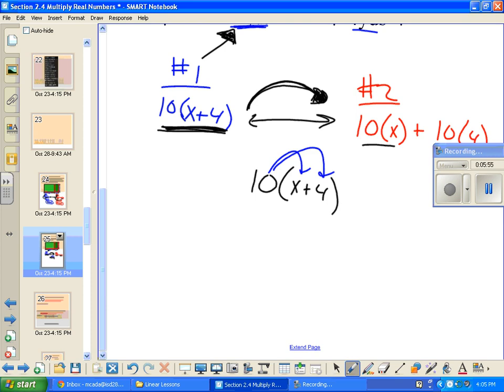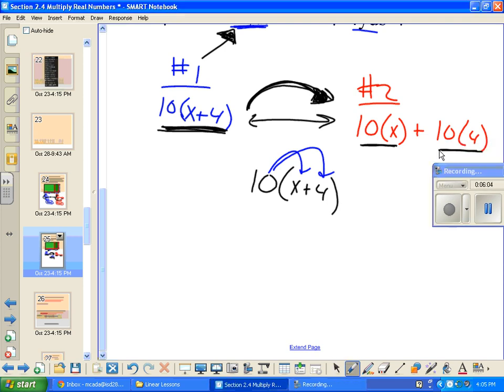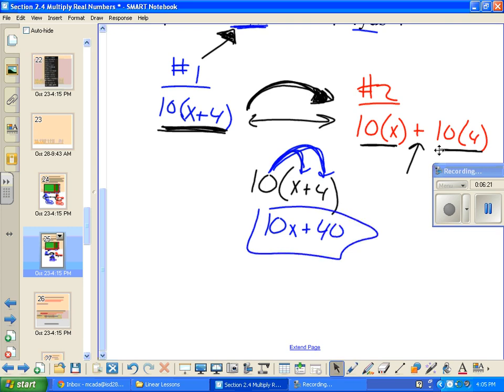I have 10 times x plus 4. Well, when I jump over here, essentially what's happening is I just have 10 times x and then 10 times 4. I'm multiplying that 10 times each of those things separately and still adding it together. So down here in the problem that I'm doing now, if I take 10 times x and 10 times 4, what will I get? Well, 10 times x just gives me 10x. 10 times 4 gives me 40. And so again, the distributive property says that this expression is equal to the one we had above.